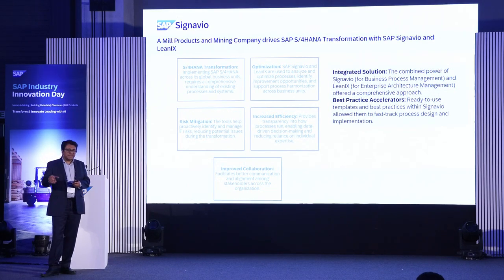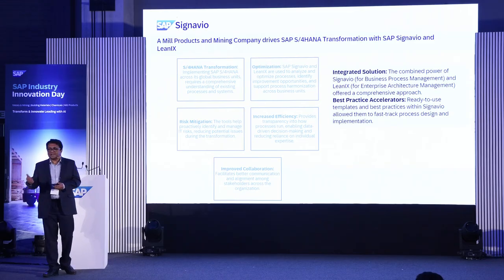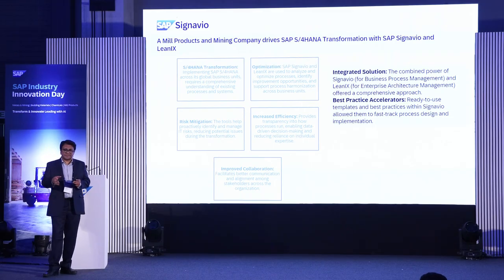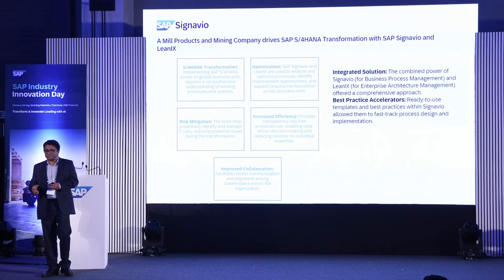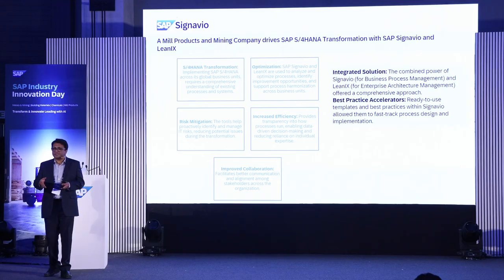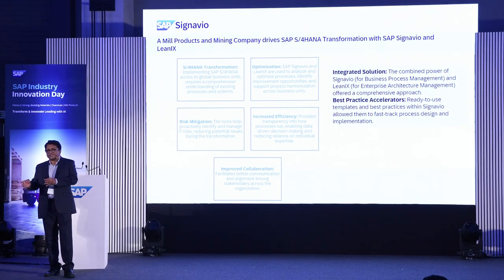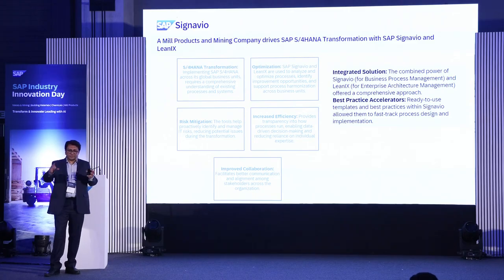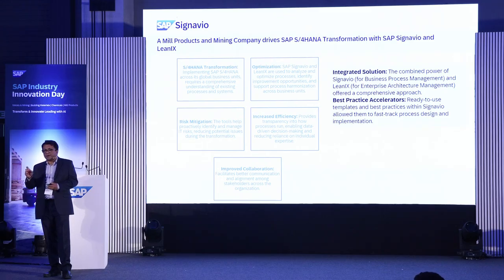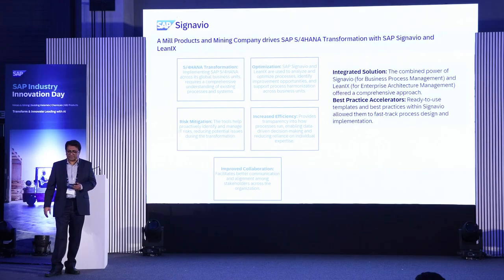This is a mining company in Australia which used Signavio and LeanIX for their S4HANA implementation, as well as post S4HANA implementation in continuous transformation and optimization. One of the key benefits which this organization realized was from a risk mitigation perspective, because they were able to identify non-compliant behavior in their users. For example, the maverick buying situation, or goods receipt before invoice receipt. So there are multiple non-compliant behaviors which the tool was able to identify, and they were able to avoid and mitigate their risks from a compliance perspective.